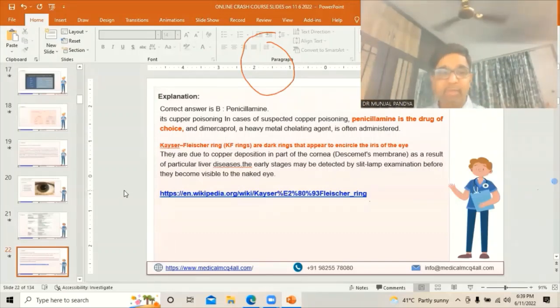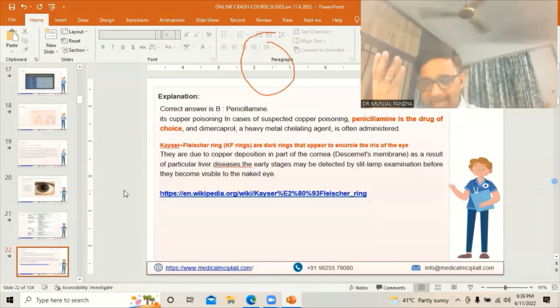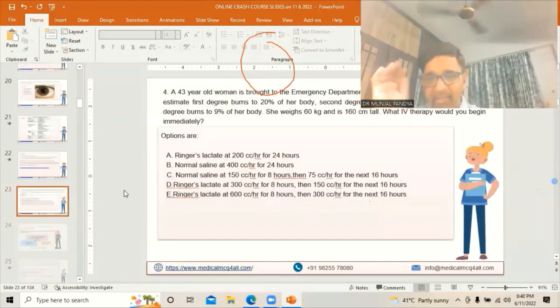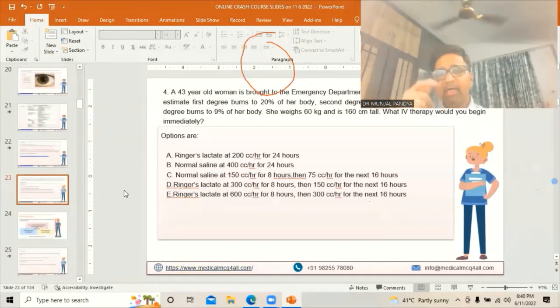Keep in mind, I gave the example of copper, but they may give you iron, magnesium, lead, or acetaminophen. Again, very interesting but confusing questions for you guys.